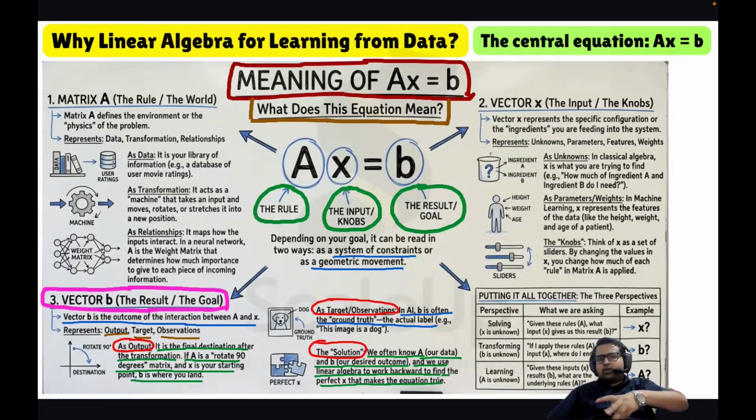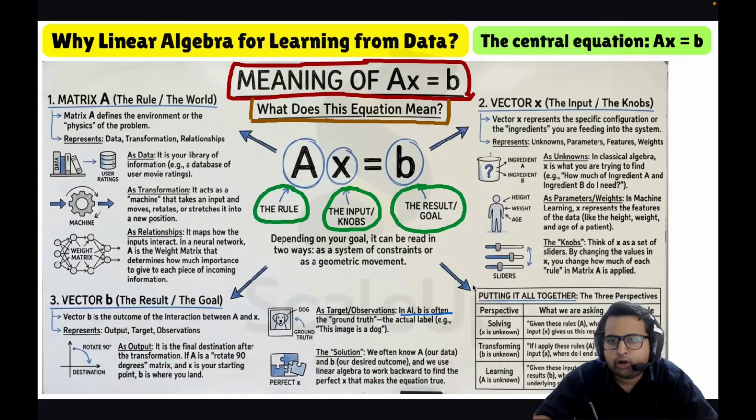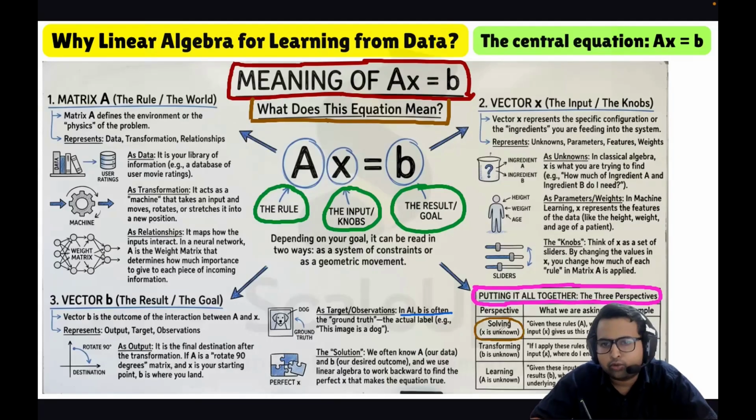The ground truth in artificial intelligence, the actual label, is what can be represented as vector b, and vector b can also represent the solution. So using this and the matrix A, we can find the unknown vector x. If we put it all together, the three perspectives: if the perspective is solving, then x is unknown.